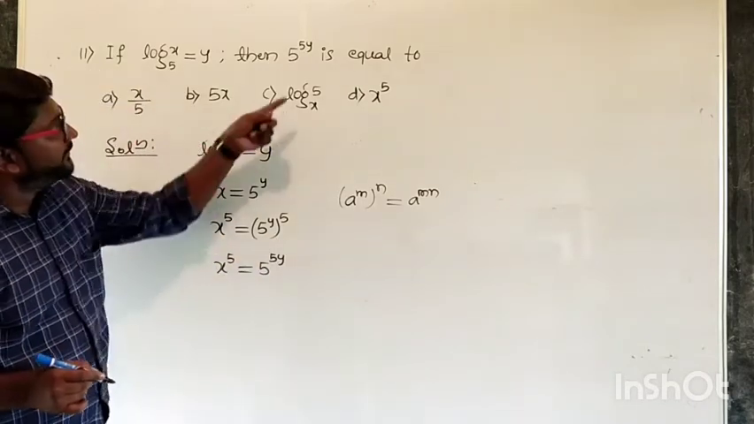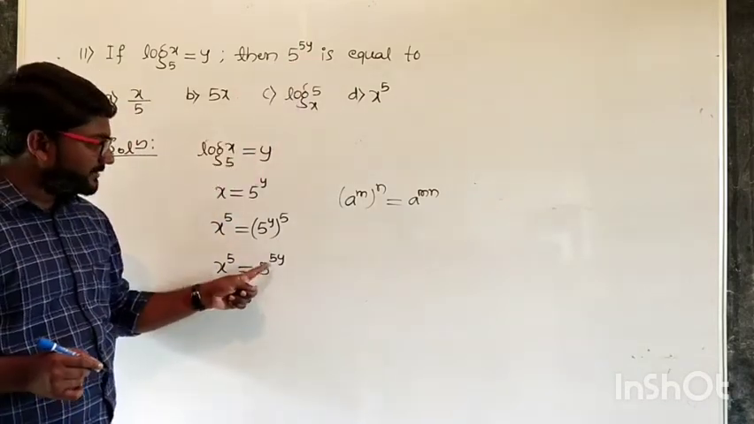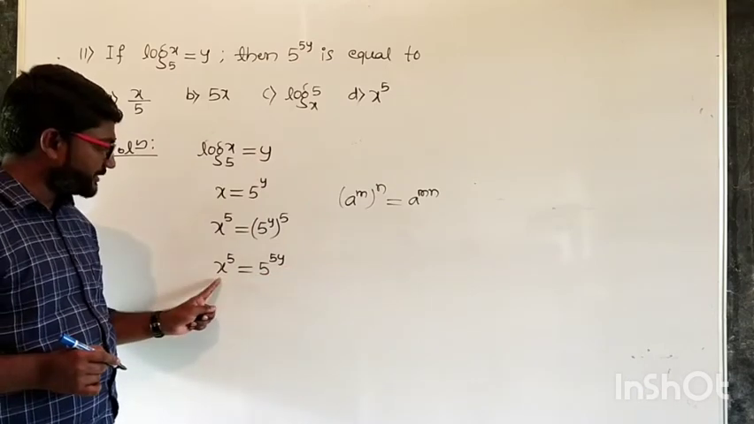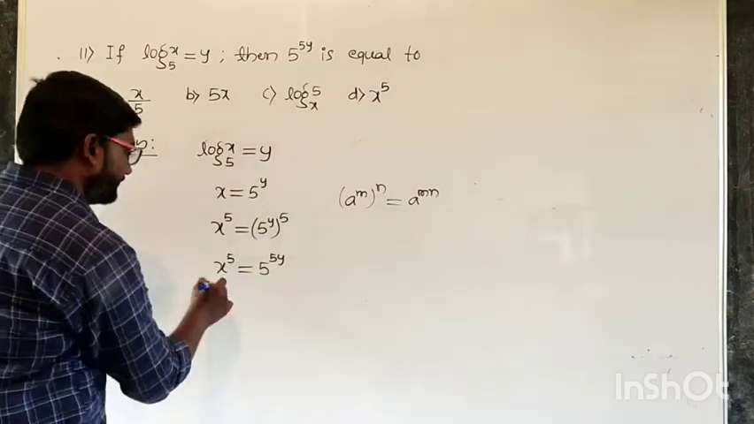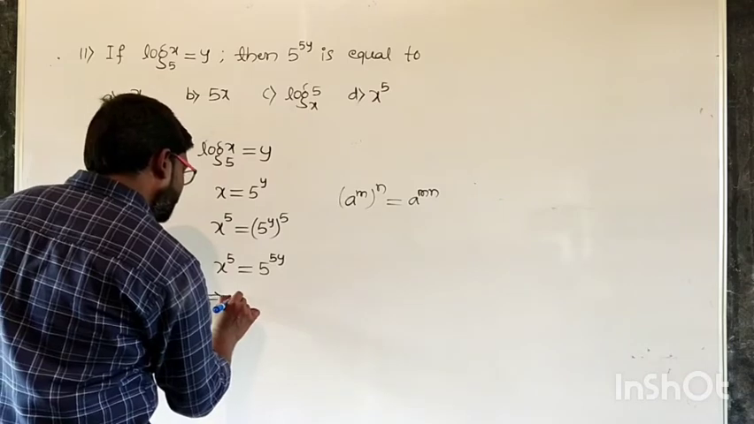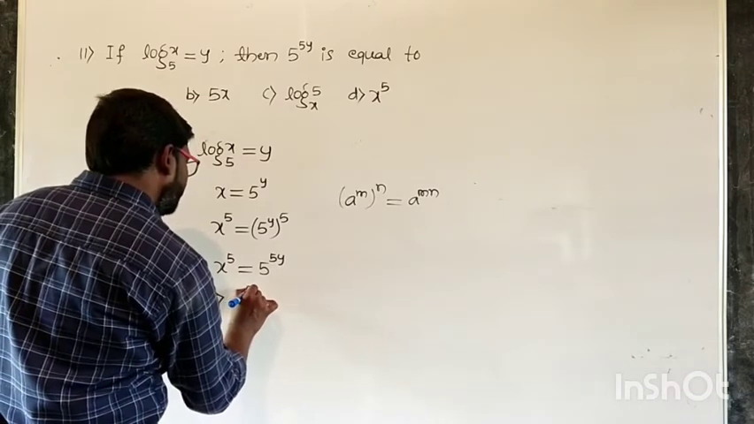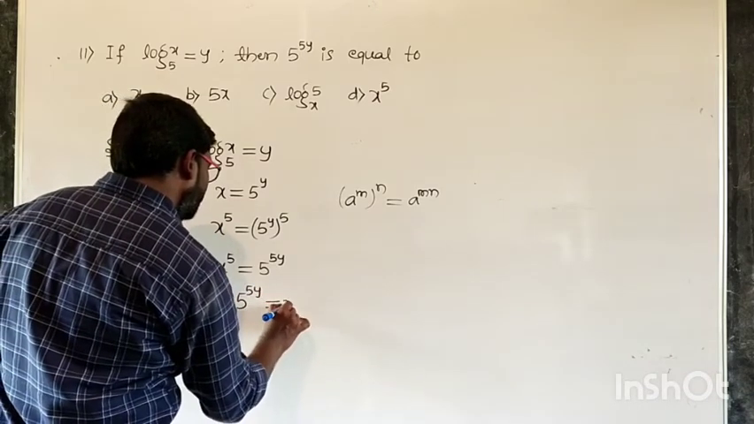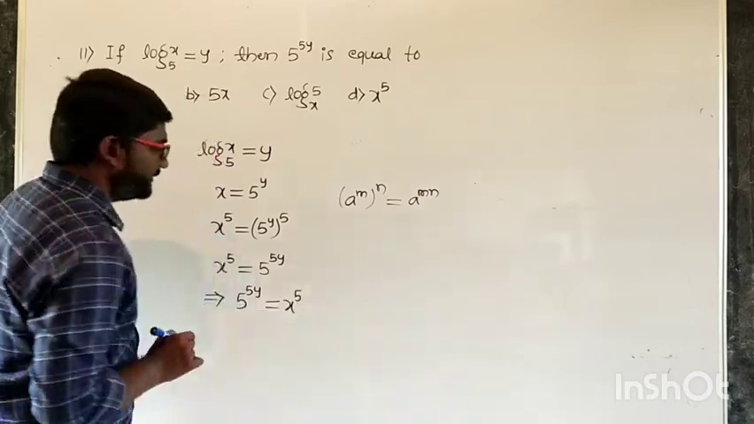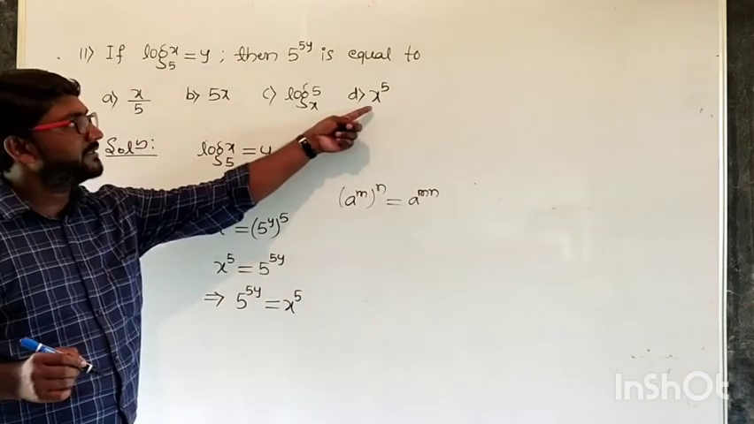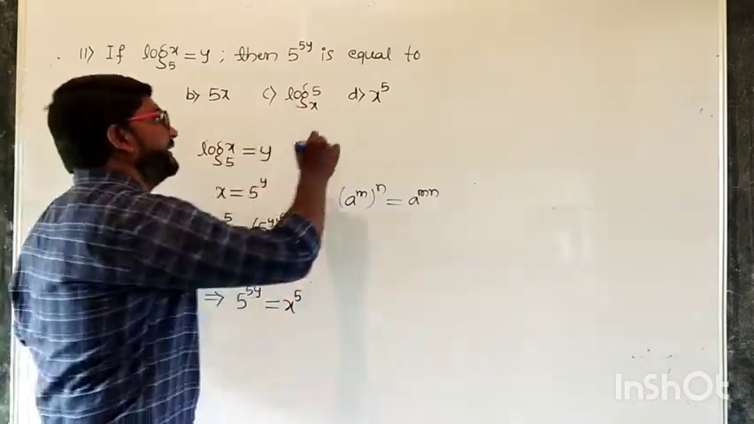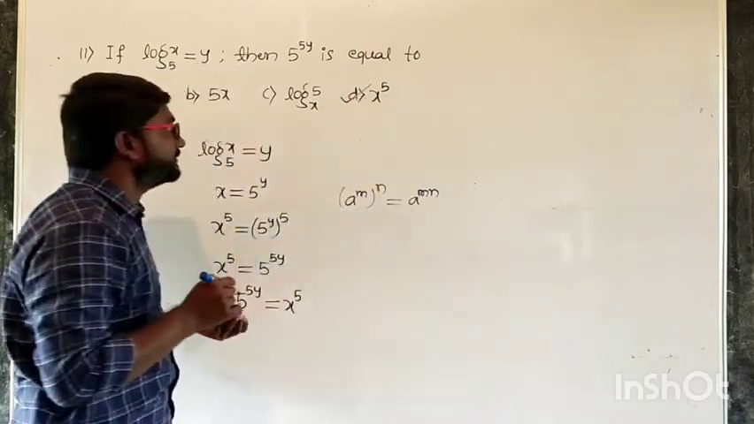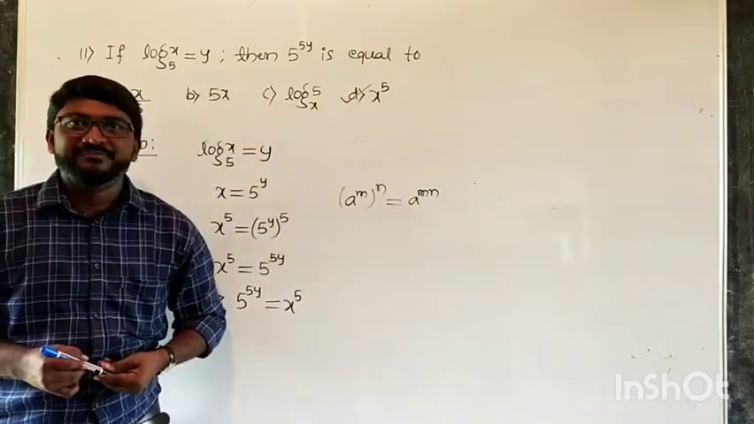So see here, 5 raised to 5y is equal to x to the power 5. Sorry, this can be written as 5 to the power 5y, which is equal to x to the power 5. Search for the options now. It is the last option, that is D. So this is all about the 11th problem.